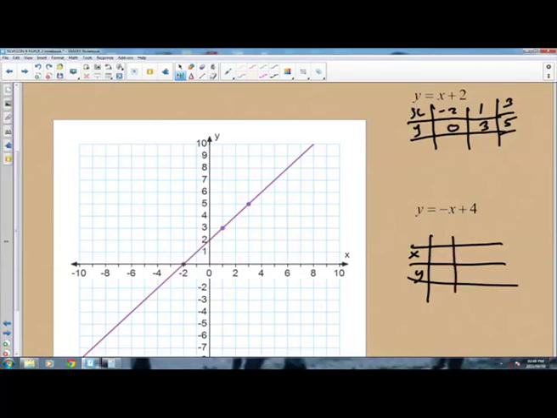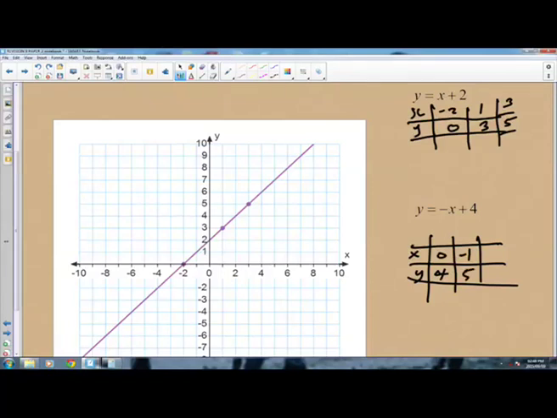When x is 0, what will be the value of y? When x is 0, the value of y will be 4. And then what if you choose the value negative 1? That is when x is negative 1. This simply means it will be minus 1 plus 4. And then minus is positive, so it will be 1 plus 4, giving us positive 5. So it will be a 5 here.